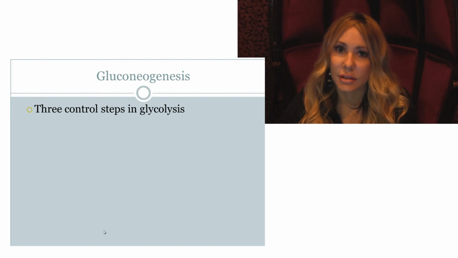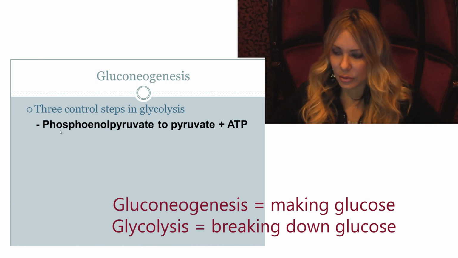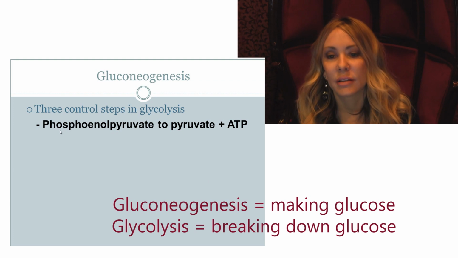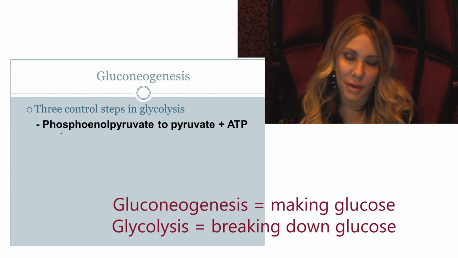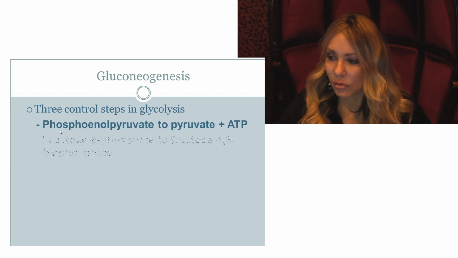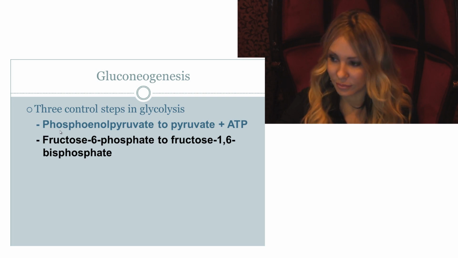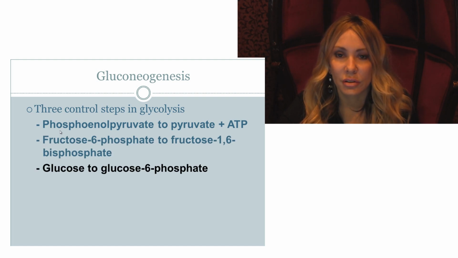There were three control steps in glycolysis. The last step, step 10, was phosphoenolpyruvate, which is also known as PEP. When it was converted to pyruvate by pyruvate kinase, that is going to be controlled. Fructose 6-phosphate to fructose 1,6-bisphosphate is the most important control step of glycolysis. This was step 3, catalyzed by PFK1, which is an allosteric enzyme that's also controlled by covalent modifications. And then step 1, glucose to glucose 6-phosphate. These were the 3 points of control.